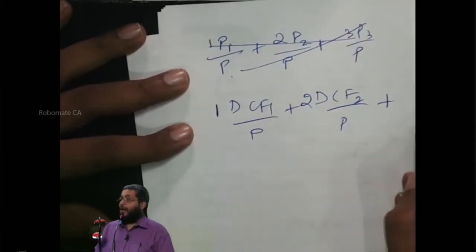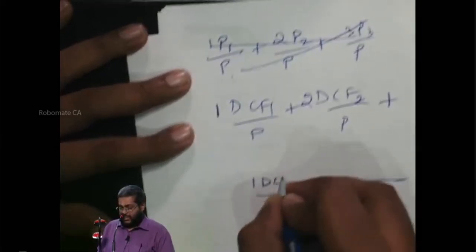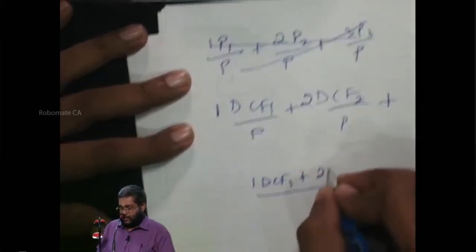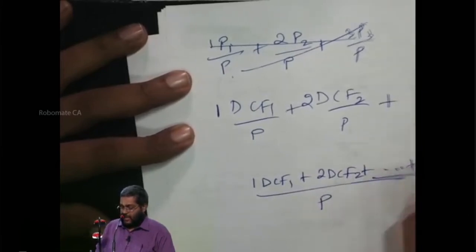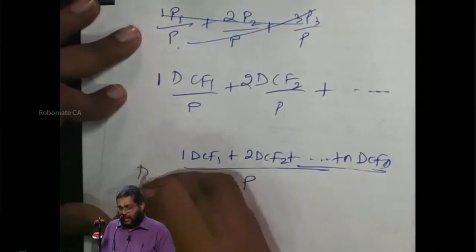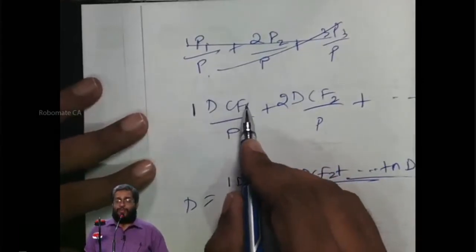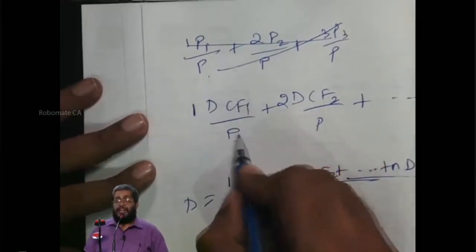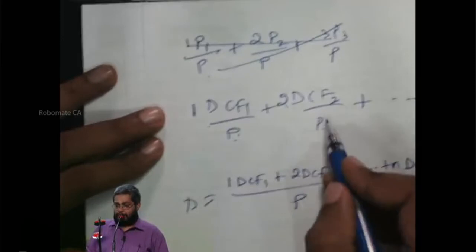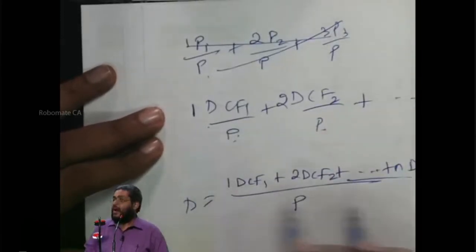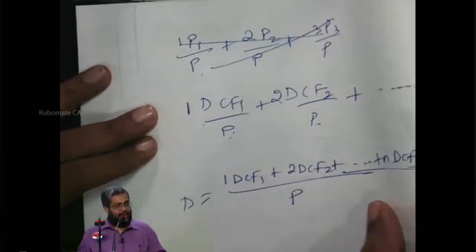Now, in that case, is P common in all places or not? Yes. I can write P as one denominator. I can say 1 into discounted cash flow for first year plus 2 into discounted cash flow for second year, up to plus n into discounted cash flow for nth year. The whole divided by P will give me the value of duration. Should I repeat? Can I proceed? Because discounted cash flow by price of the first year gives me first year proportion into year 1, which is 1P1. Yes or no? Discounted cash flow for second year divided by price gives you second year proportion into 2 years and so on. I get the duration. P is a common denominator or not? Yes, sir. Nothing but 1 DCF1 plus 2 DCF2 and so on gives me the duration. Up to this, are you following?